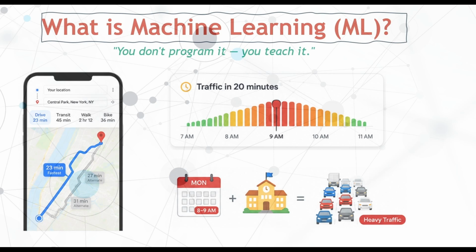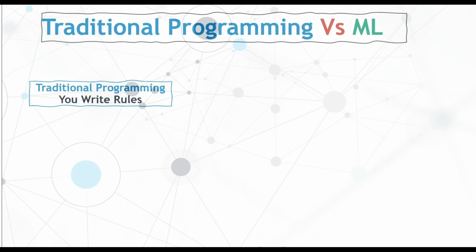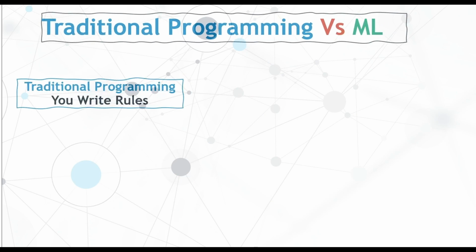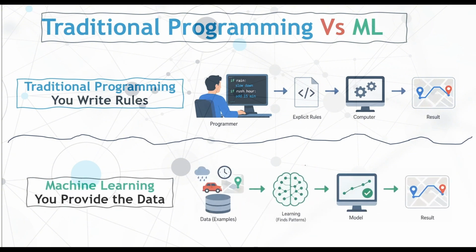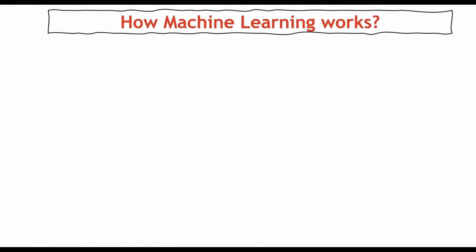That is machine learning. Instead of a programmer writing explicit rules, you give the computer thousands or sometimes millions of examples and it figures out the patterns on its own. The machine learns from data, identifies a pattern and makes decisions with minimal human intervention. So let's understand how machine learning works with an example.